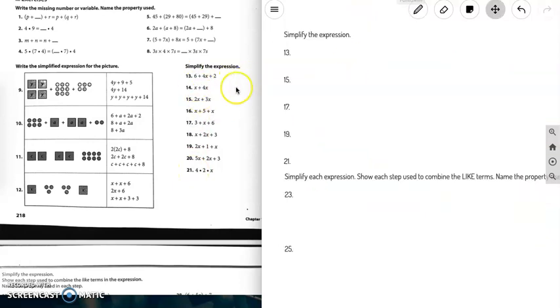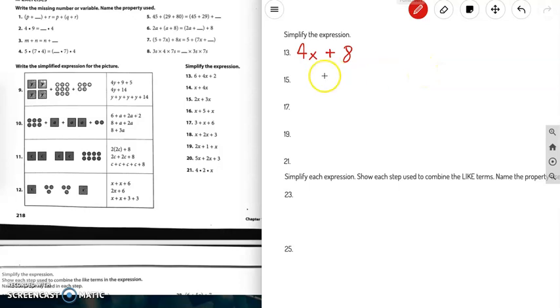Simplify the expression. So again, I did not copy the problem here, but we're going to do it side by side. To simplify the expression, we're just going to group like terms, okay? So number 13, 6 plus 4x plus 2. Group like terms, so we're going to put the variables together and we're going to put the numbers together. So this one, we have the variable, how many x's? 4x plus, how many numbers? 6 plus 2 is 8. And that's it. You do not have to find x.